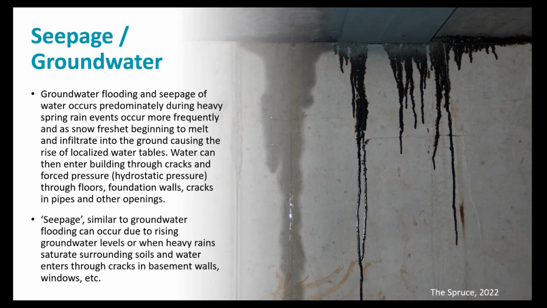There's also seepage and groundwater flooding. Groundwater flooding and seepage of water occurs predominantly during heavy spring rain events and occurs more frequently as snow freshet begins to melt and infiltrate into the ground, causing the rise of localized water tables. Water can then enter the building through cracks and force pressure, known as hydrostatic pressure, through floors, foundation walls, cracks in pipes, and other openings.